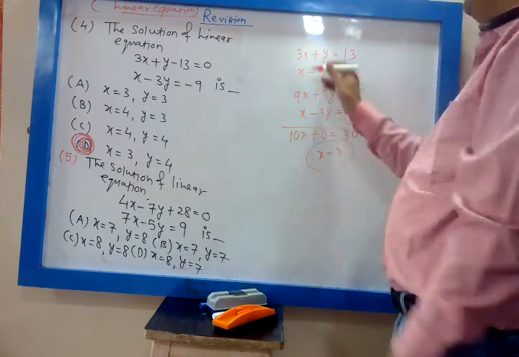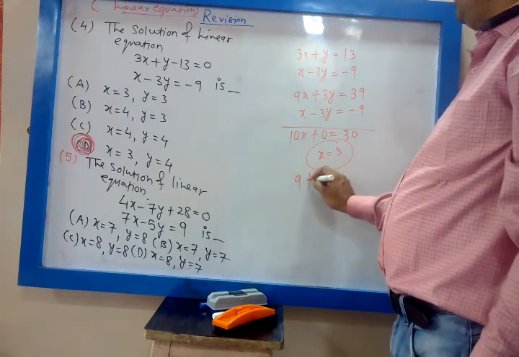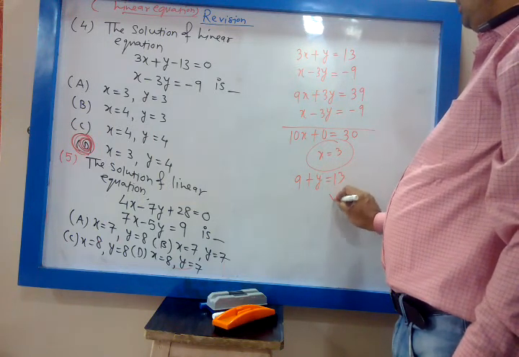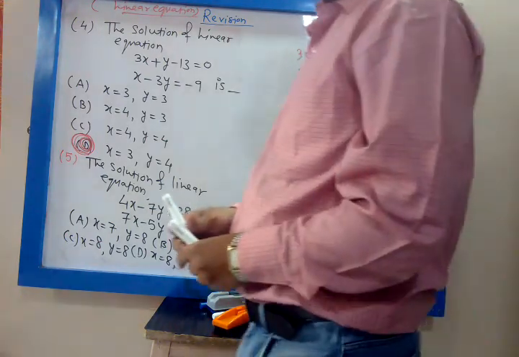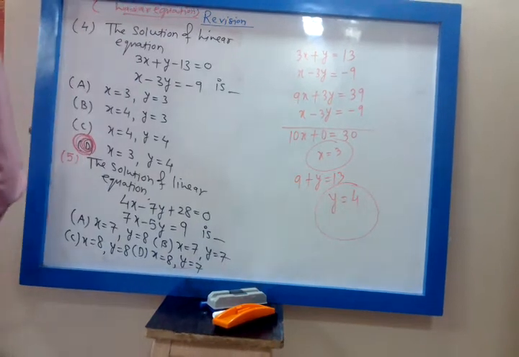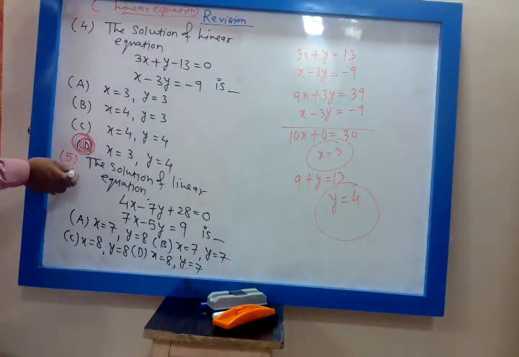When x is 3, put the value. So 3 threes are 9 plus y is equal to 13. Y is equal to 13 minus 9, which is 4. The correct answer is x is 3, y is 4. Yes, you got the answer of the first. Fifth one, what is the answer? Which option?